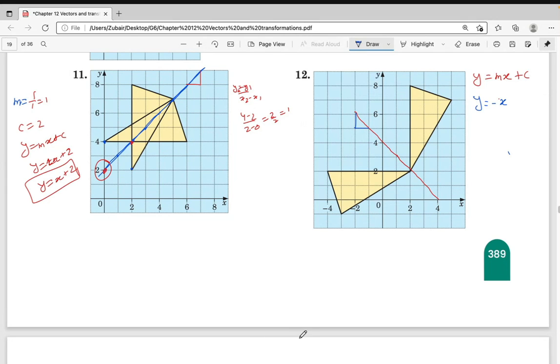And where do you see the y-intercept? Where is this red line intersecting the y-axis? 4, yes. So this is y equals minus x plus 4. Yes, okay.